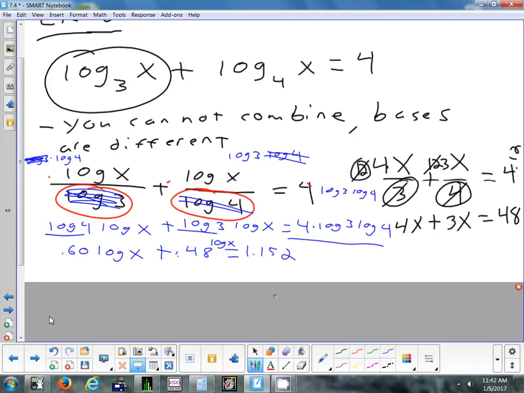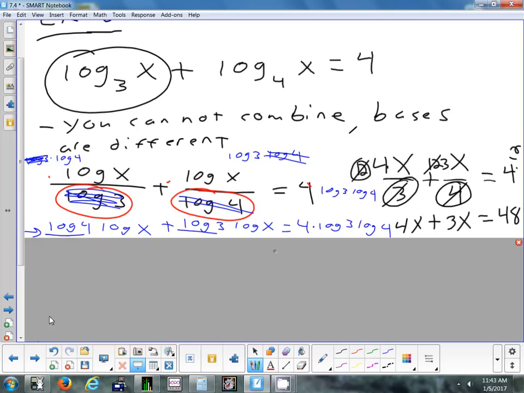Okay, as I said though, I'm going to stop with this step. The important thing I just want you to notice is that you can't combine them with different bases. You've got to solve it a little differently. It's not too much harder, but it's not as simple as combining them together. And if you wanted to finish it, you have a log x, you would factor it out and then divide, but that's a good place to stop.